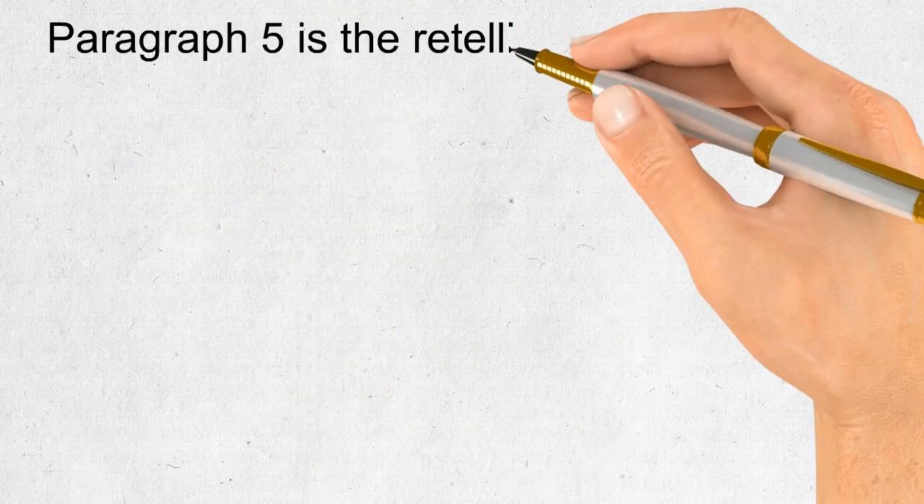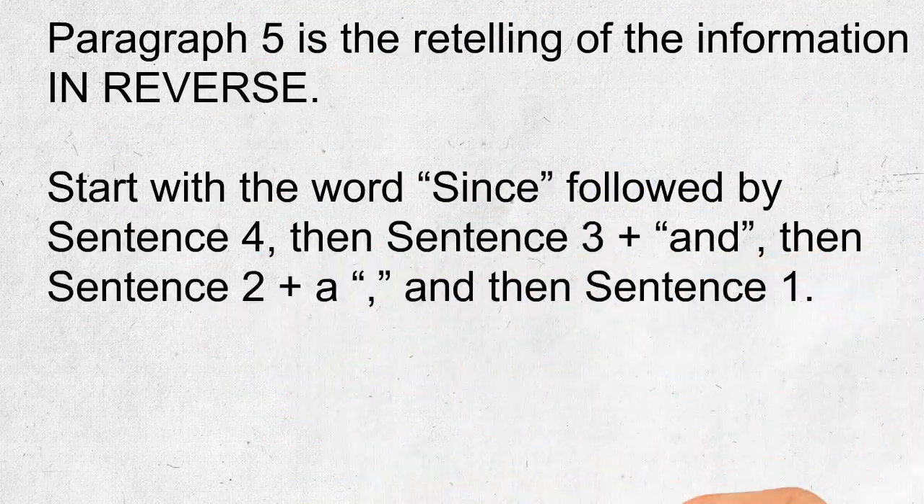Okay. So paragraph 5 is the retelling of the information on your outline in reverse. We're going to start with the word since, right? That was on our outline, since, followed by sentence 4, then sentence 3, the word and, then sentence 2 and a comma, then sentence 1. Okay, what does that mean? So 4, 3, 2, 1, and then I'll show you right here.